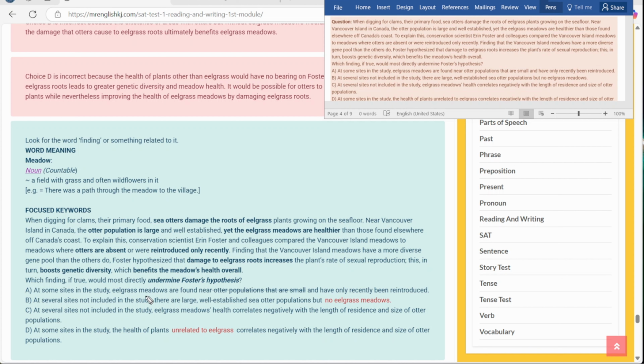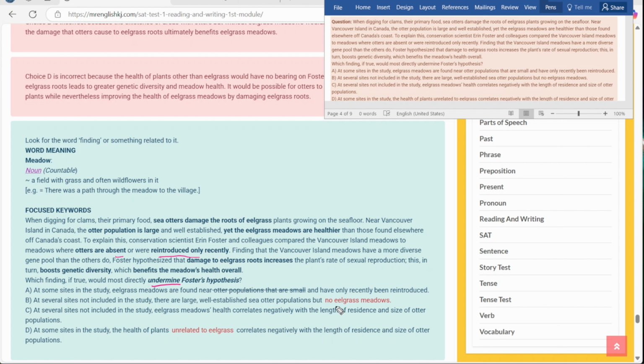At some sites in the study, eelgrass meadows are found near otter populations that are small or have only recently been reintroduced. It has been said here, reintroduced recently, right? Where they are absent. Absent or small, well, it's not similar, but still. We need to find something that undermines it, totally denies the existence of Foster's hypothesis. Several sites not included in the study. Okay, several sites were not included. Yeah, we can say that because Foster did not study everywhere. There are large and well established sea otter populations, but no eelgrass meadow.